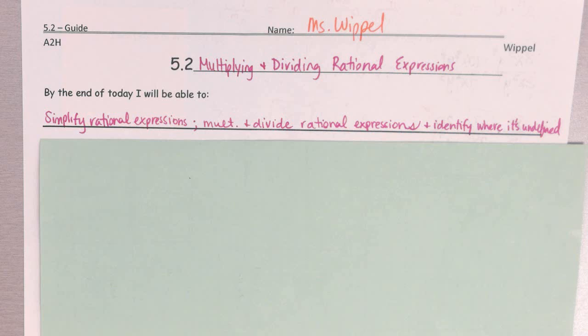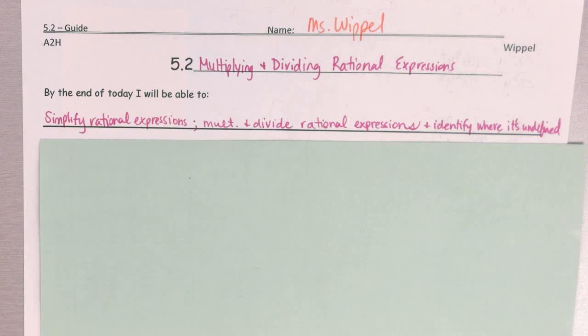Some multiplying, some dividing with rational expressions. We're going to simplify them. And then that last part there says identify where it's undefined. So remember we did that in the last section, right? Do you guys know what a rational expression is?